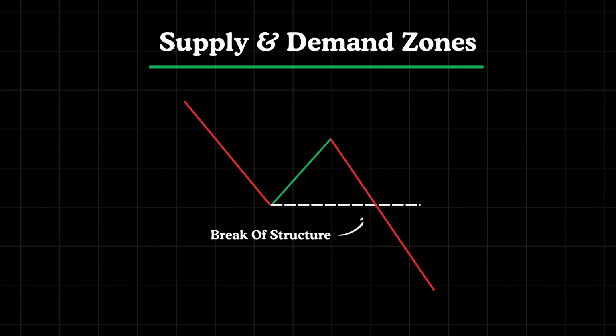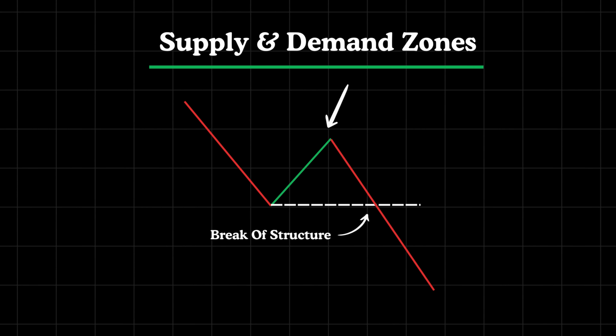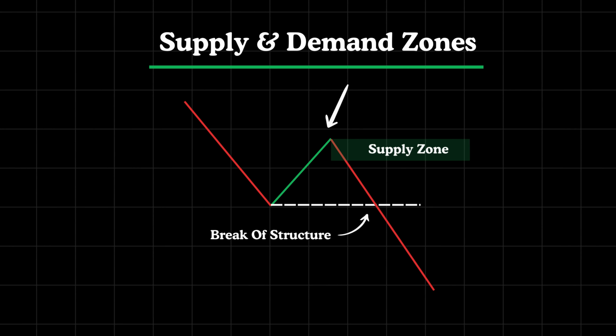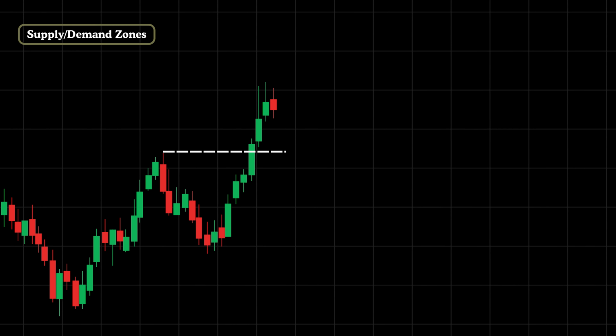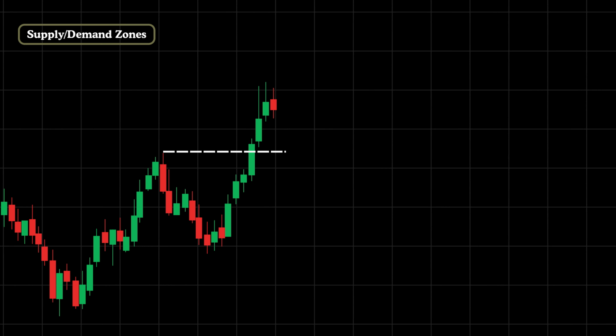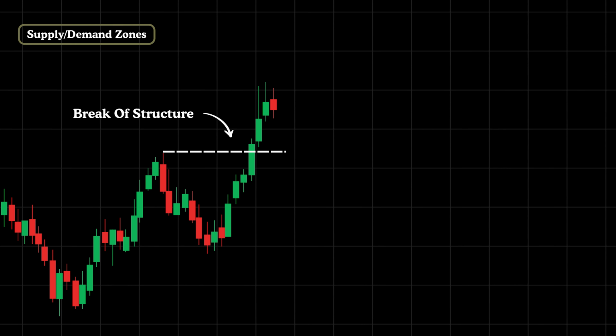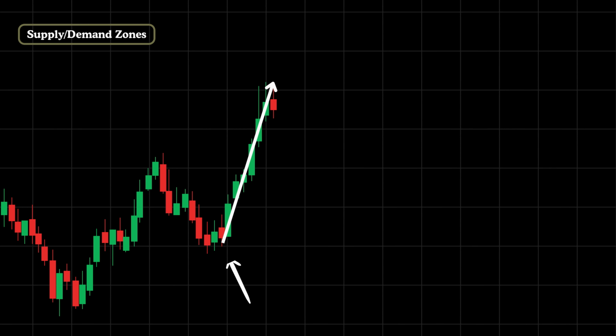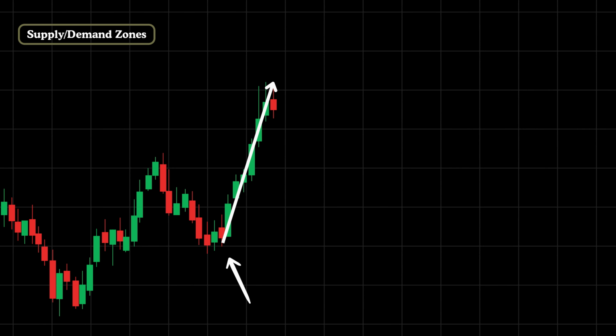Likewise, in a downward trend, the zone just before the steep decline that triggered the break of structure is known as a supply zone. Returning to our original example, since we've already identified a break of structure, finding the demand zone becomes easier. We look at the area right before the sharp move that led to that break of structure.